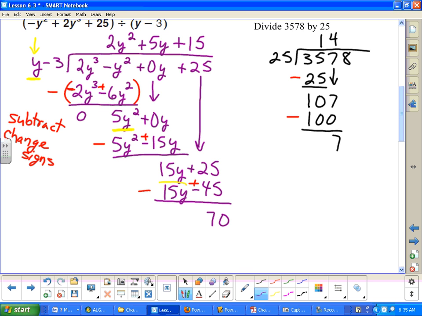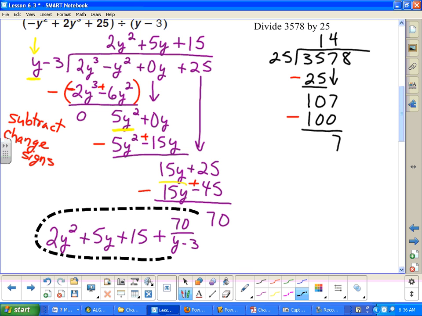So my answer when I divide is going to be 2y squared plus 5y plus 15 plus 70 over y minus 3. There's our answer. That's pretty interesting, right?